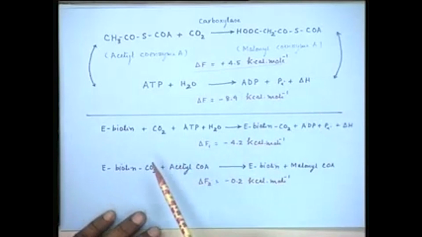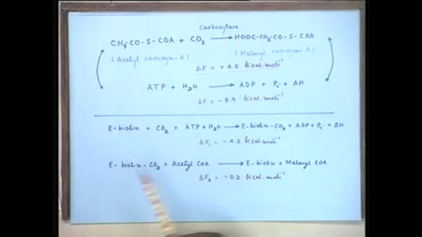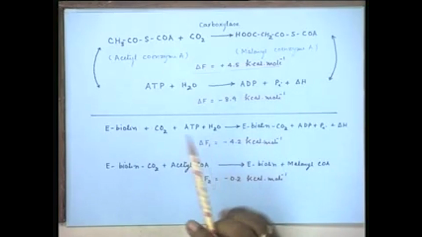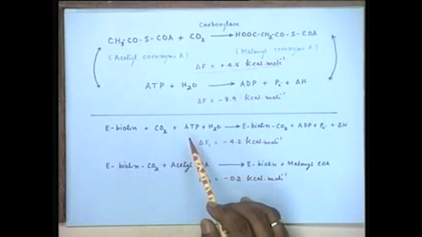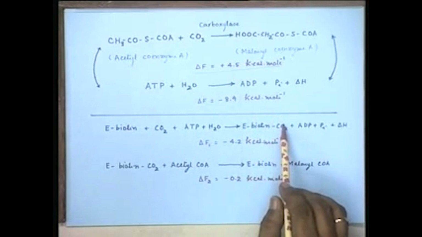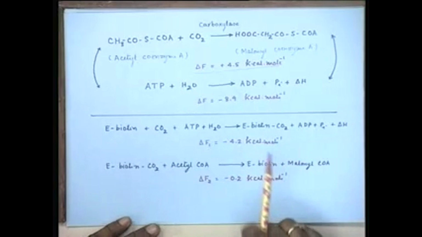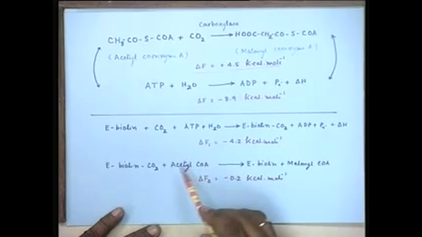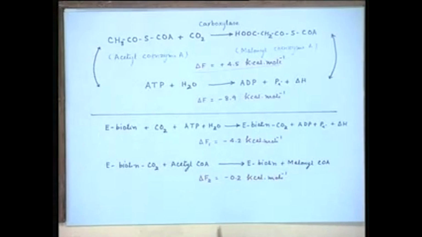In practice the reaction does take place in a living cell as shown in the second half, that is, the enzyme which uses biotin as a cofactor activates the carbon dioxide at the expense of energy of the hydrolysis of ATP, and you get activated carbon dioxide with a negative free energy change, which is a spontaneous reaction, and this activated carbon dioxide then carboxylates the acetyl coenzyme A to malonyl coenzyme A, and the enzyme along with the cofactor biotin is released free.